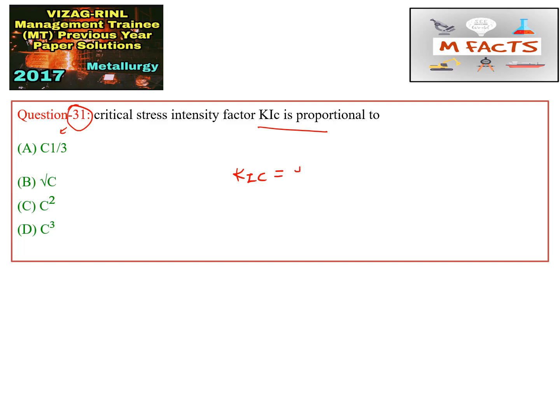We can represent KIC is equal to sigma root of pi c. From here we can observe that KIC is directly proportional to the square root of c. In this question they are asking what the critical stress intensity factor KIC is proportional to, so we can identify that root of c is the correct answer. This is a simple question, and in the RINL exam they can ask questions like that, so we have to be careful while choosing the options.